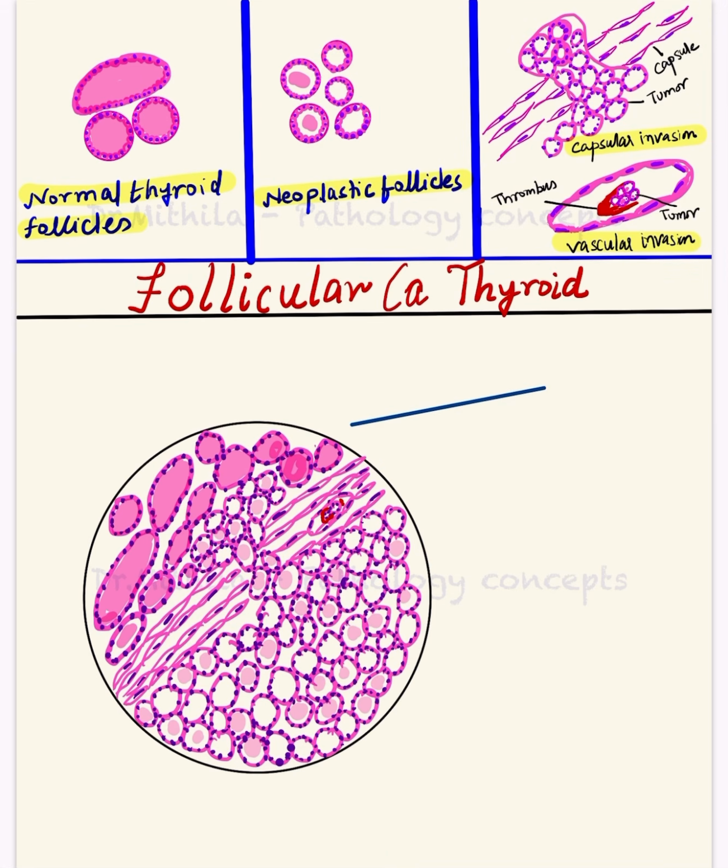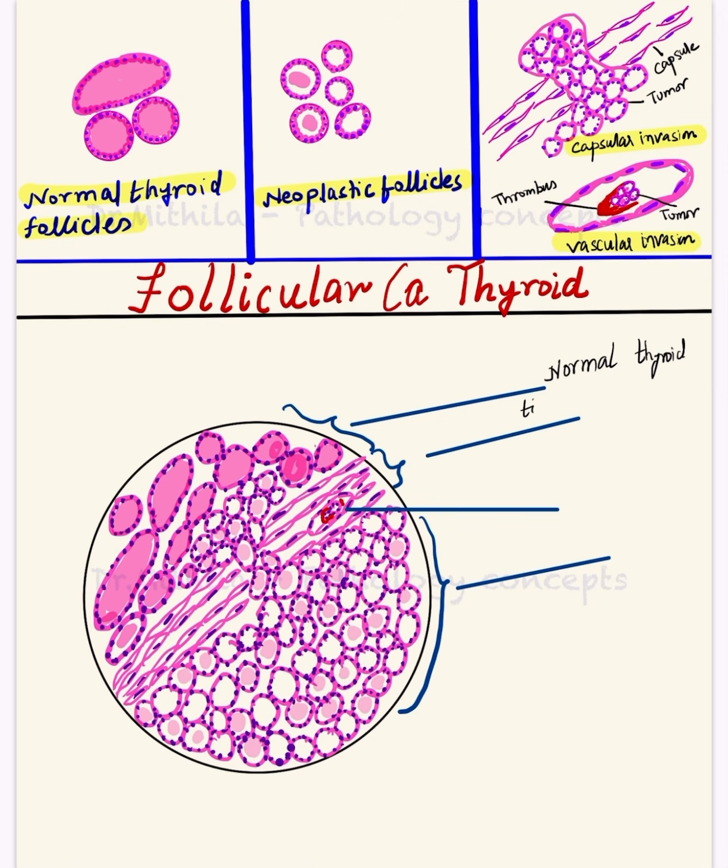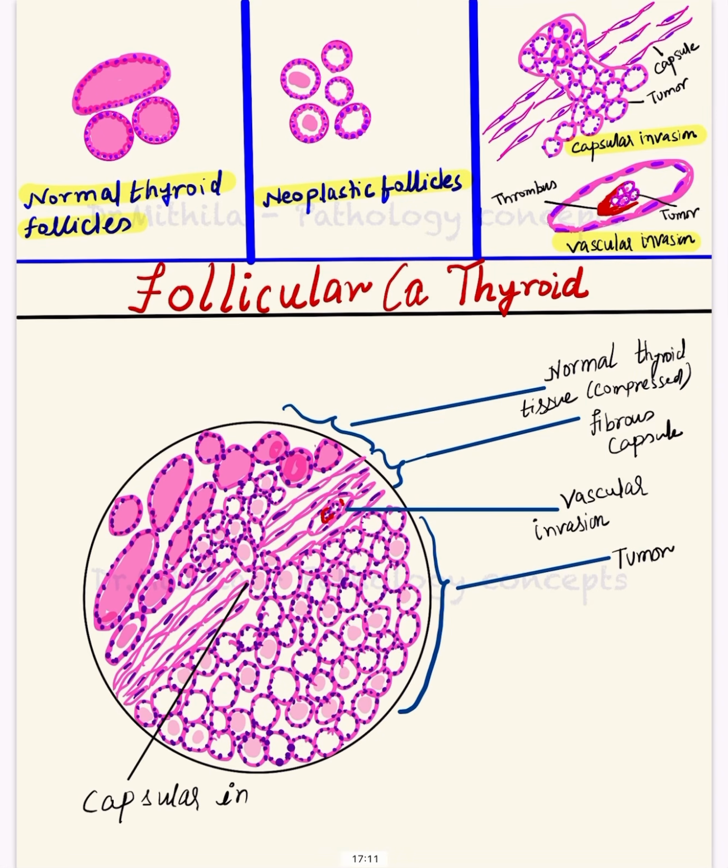In the last we do the labeling. So we label the normal thyroid tissue, then the fibrous capsule, then you can label the vascular invasion, then the tumor. You can write microfollicles and the capsular invasion, very importantly. So the capsular invasion and vascular invasion, these 2 points you always remember. This will differentiate follicular carcinoma thyroid from follicular adenoma.